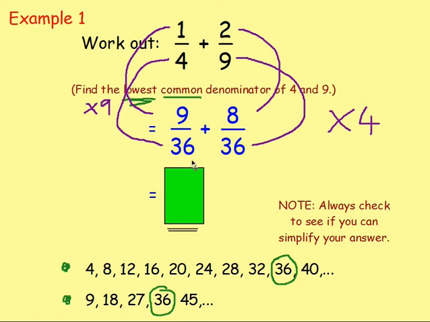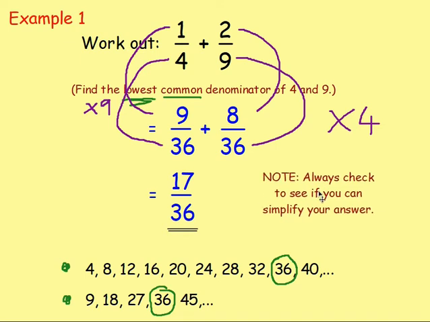Because the denominator is the same now, you can add the numerators. So we've got 9/36, and then we add on 8/36. So really, it's how many 36 have you got? Well, you've got 9 of them, you're adding 8 of them, which means you've now got 17/36.